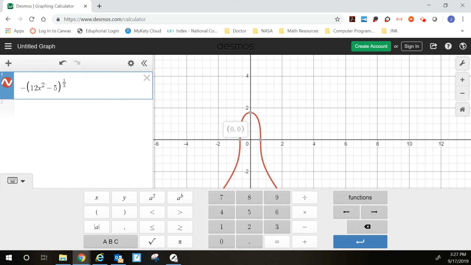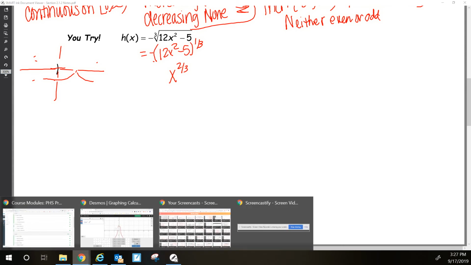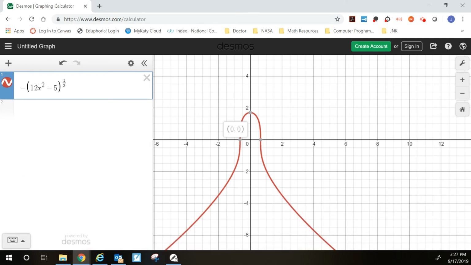Woo! I wasn't expecting that one. That is really cool. So I was thinking maybe something like this. 12x squared minus 5 to the 1/3 power. I think I got it all in there right. Look at that pretty thing. Negative 12x squared minus 5 to the 1/3 power. That's it. Didn't even come close, did I? Kind of have the right idea, but not really.